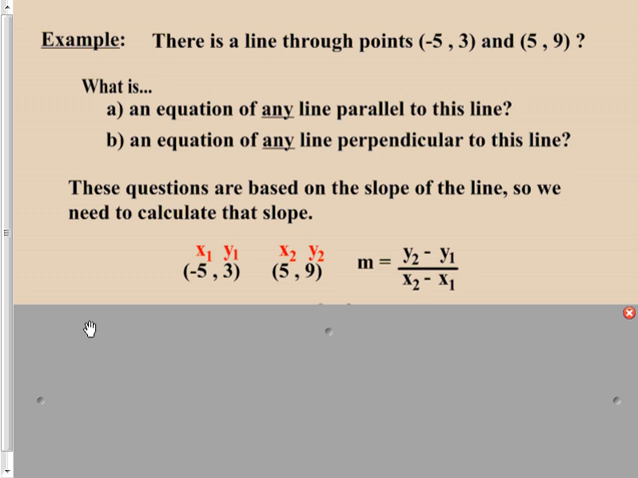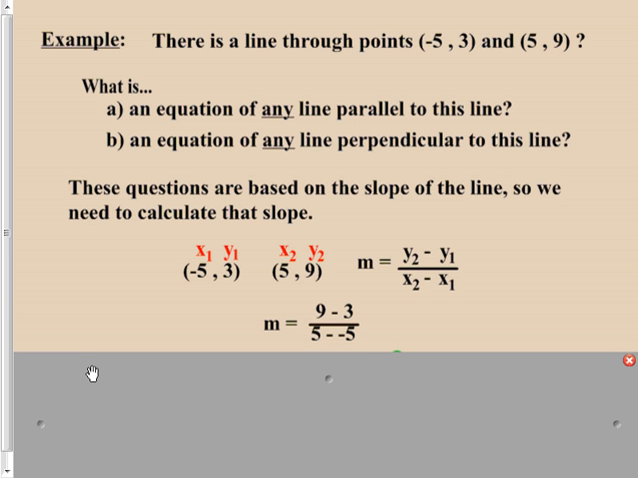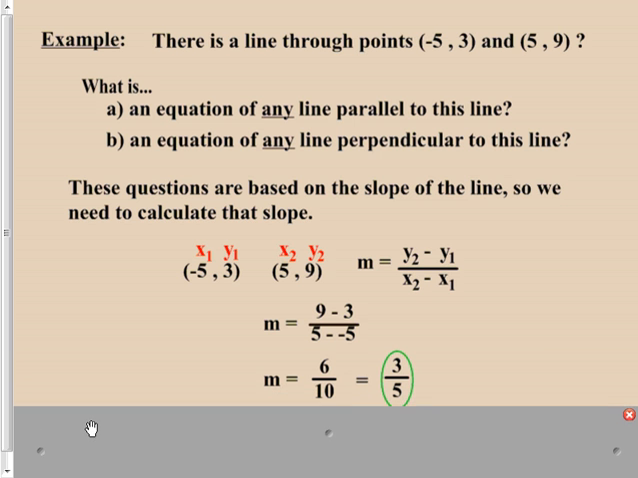In this case, y2 is going to be a 9, y1 is a 3, x2 is a 5, x1 is a negative 5. Pay special attention to make sure you don't lose or confuse any of your negative signs. In the numerator, 9 minus 3 is 6. 5 minus negative 5, that's the same thing as 5 plus 5, which is 10. We have 6 over 10 as a slope, which will reduce to 3 over 5.